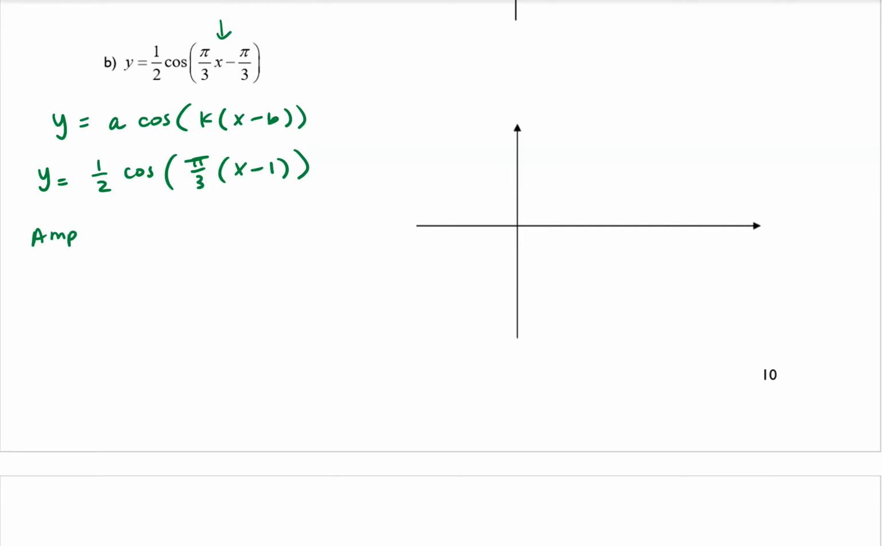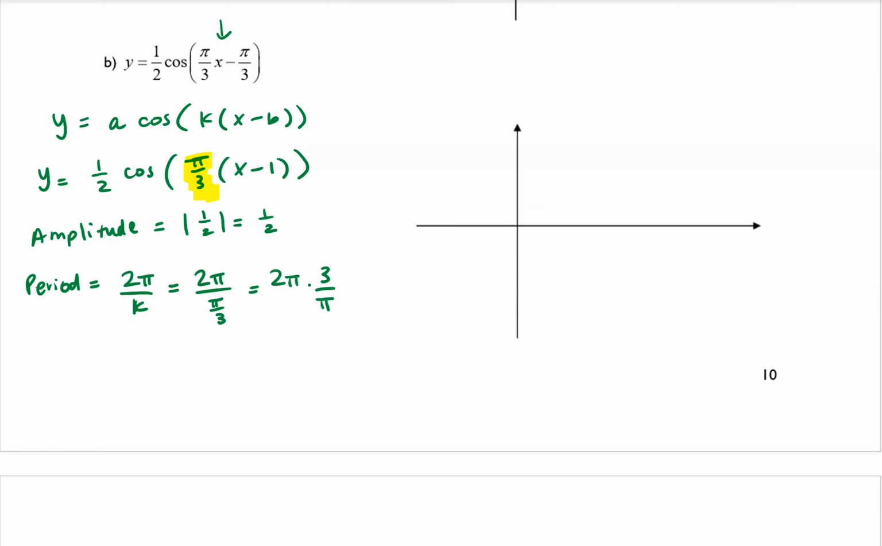So our amplitude is equal to the absolute value of our a value, which here that's 1/2. So the absolute value of 1/2 is equal to 1/2. And our period we calculate by doing 2 pi over k. And in this case, our k value is pi over 3. So we're going to do 2 pi divided by pi over 3, which is the same thing as 2 pi times 3 over pi. And the pi's would divide out, and so our period ends up being 6.